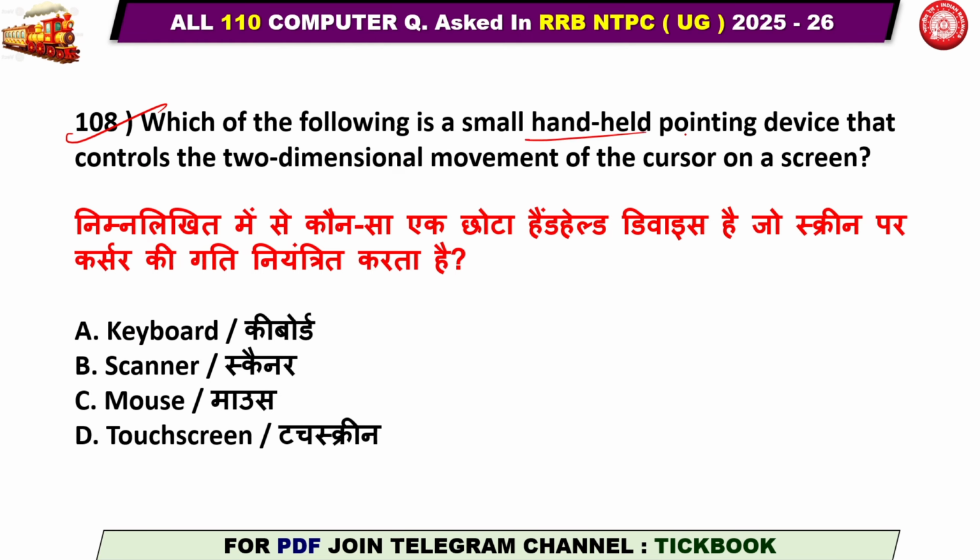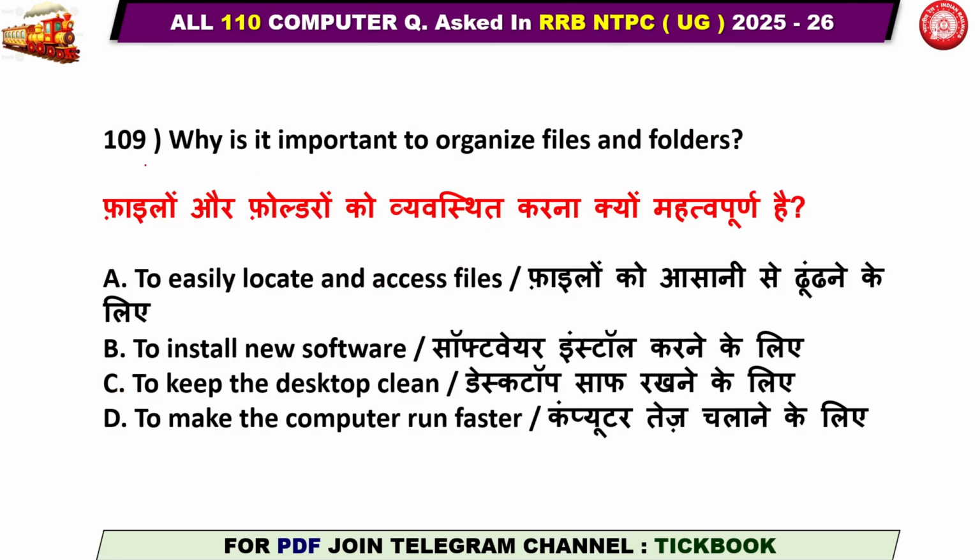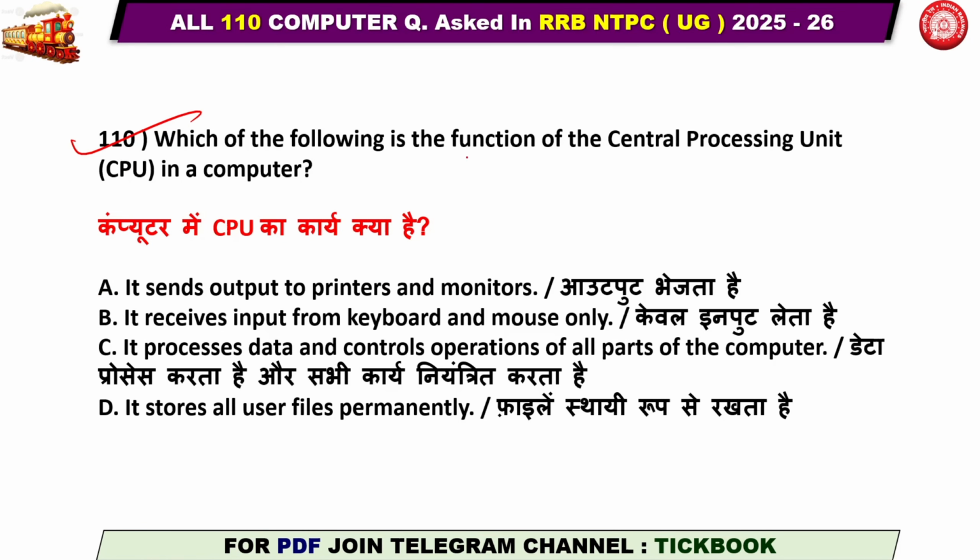108. Which of the following is a small handheld pointing device that controls the two-dimensional movement of the cursor on a screen? Option number C, mouse. 109. Why is it important to organize files and folders? Option number A, to easily locate and access files. And the last question, which of the following is the function of the central processing unit in a computer? Option number C, it processes data and controls operations of all parts of the computer.